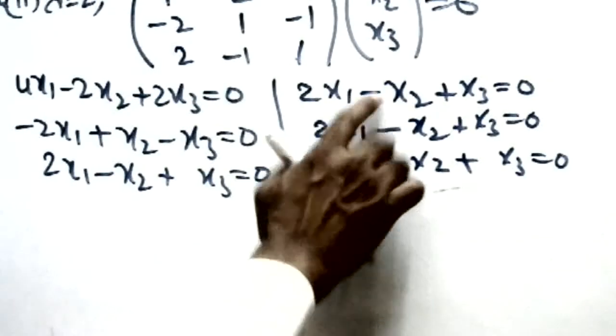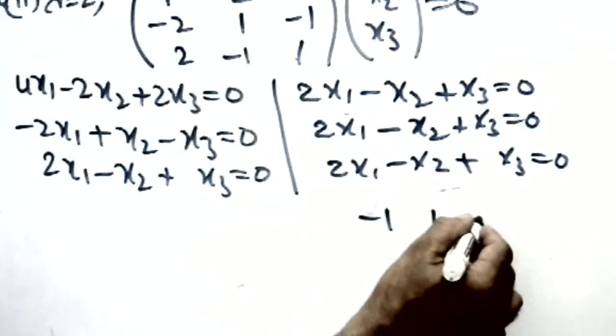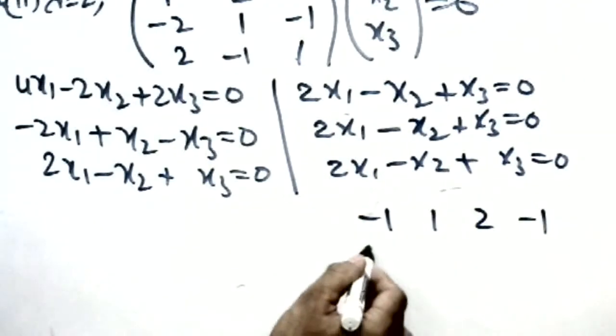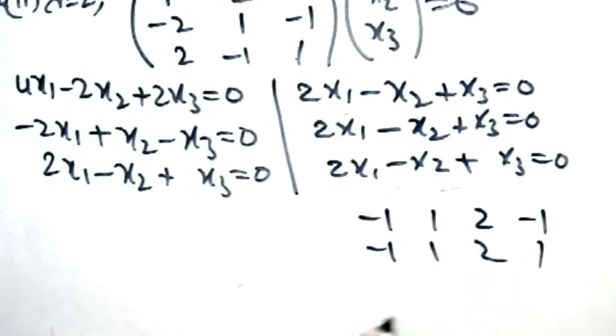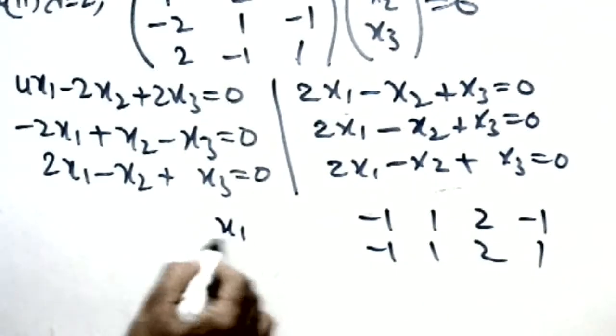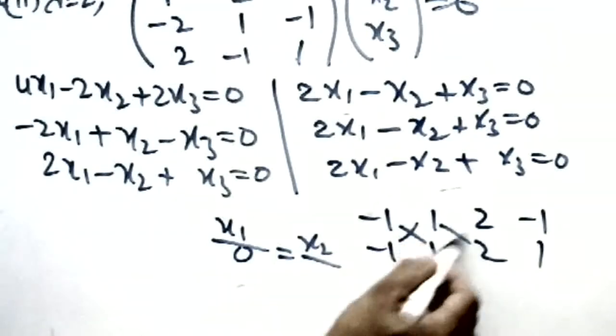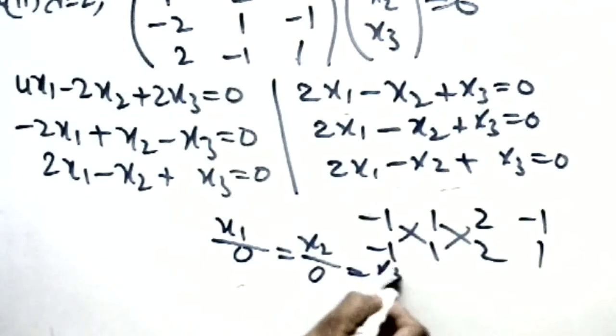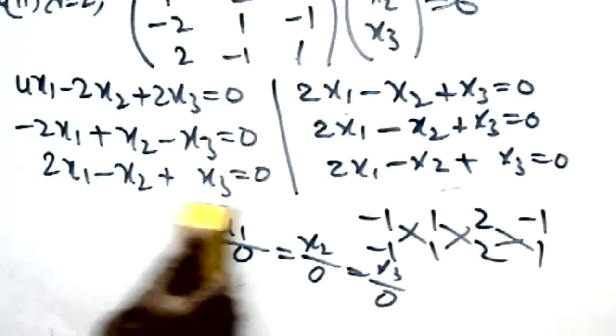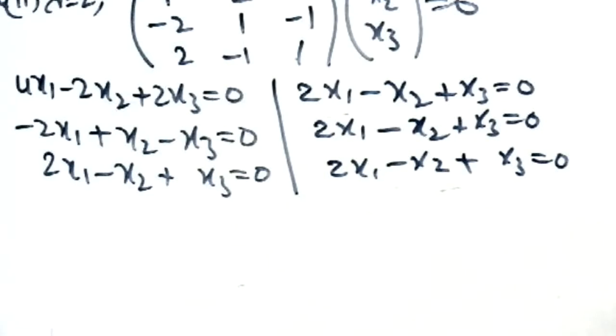I'll explain this also. Suppose you try the previous method, it will be minus 1, 1, 2, minus 1. Same, minus 1, 1, 2, minus 1. So if you solve this, x1 is minus 1 minus 1 plus 1, which is 0. x2 is 2 minus 2, which is 0. x3 is 2 minus 1 plus 2, which is 0. So all three are zeros, it is not a vector, okay, this is not possible.